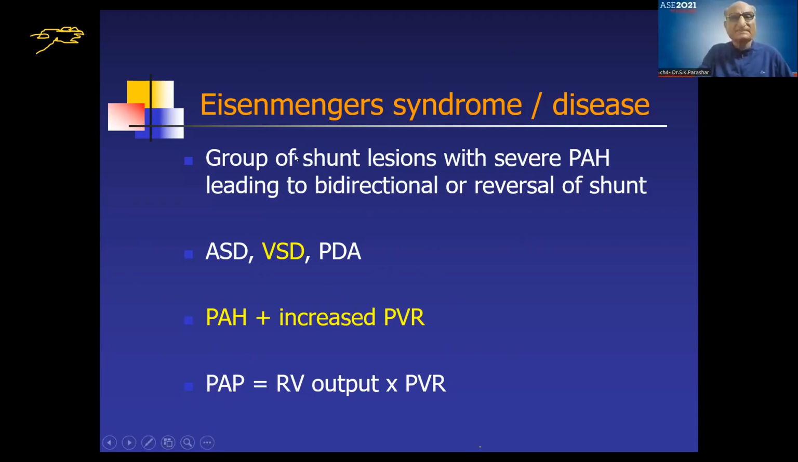But this is a different entity, where these lesions are present with a reversal of shunt, so this will produce cyanosis of the lower limb and not of the upper limb. So this is known as Eisenmenger syndrome.